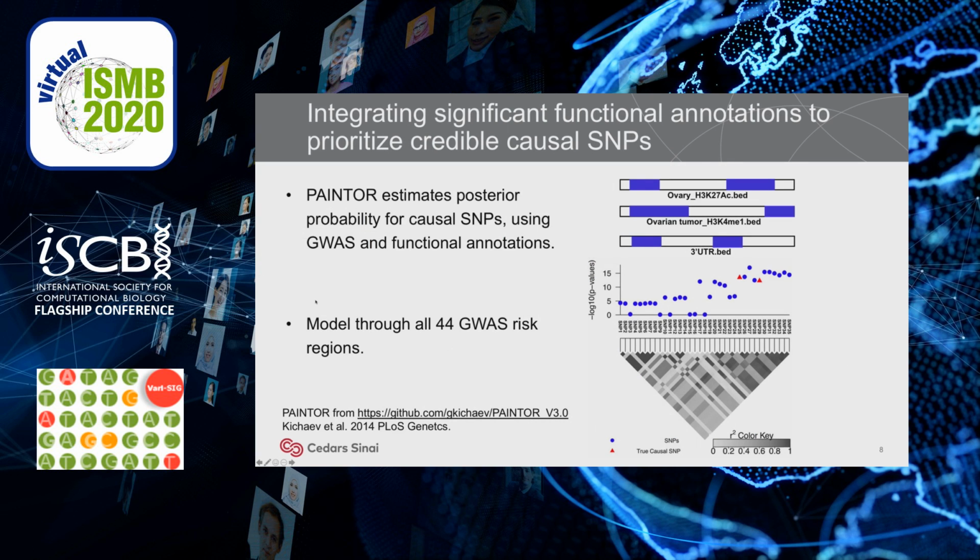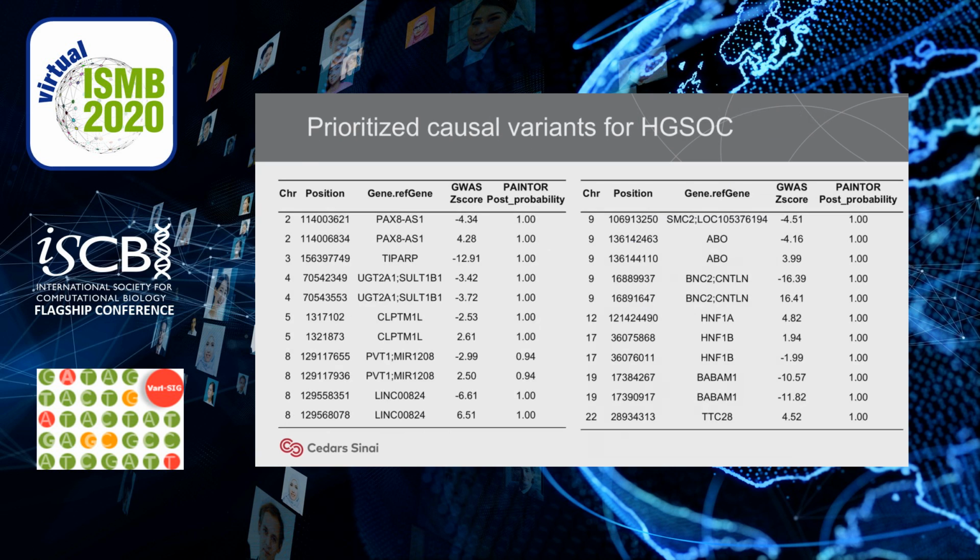The second part of this study is to use a probabilistic model to integrate significant functional annotations and to prioritize credible causal SNPs. We applied the Bayesian-based model called PAINTOR to identify likely causal SNPs in each of the 44 GWAS risk regions. Here we show the results for HGSOC SNPs prioritized by the PAINTOR model.